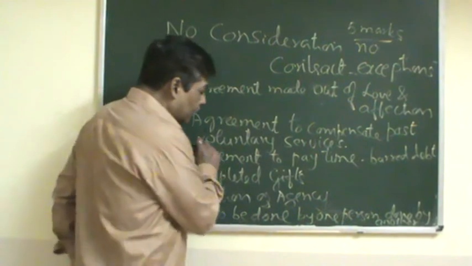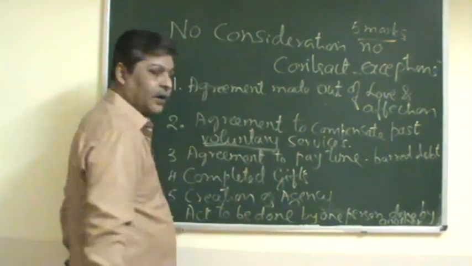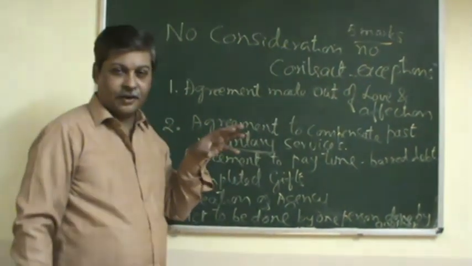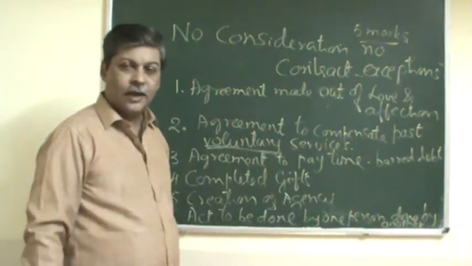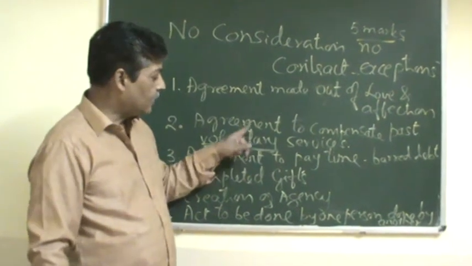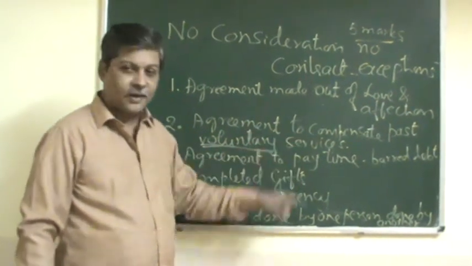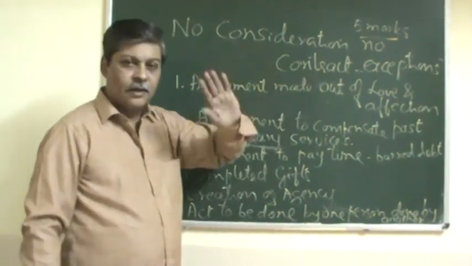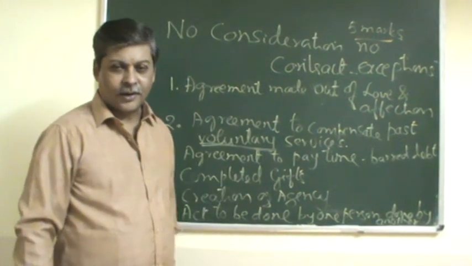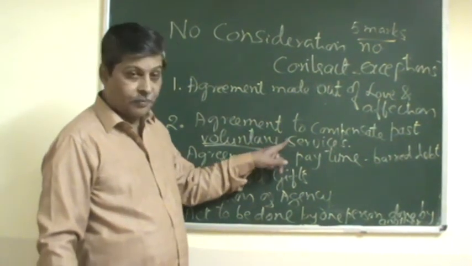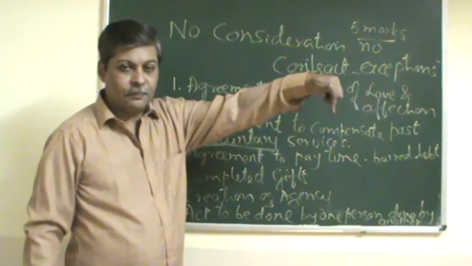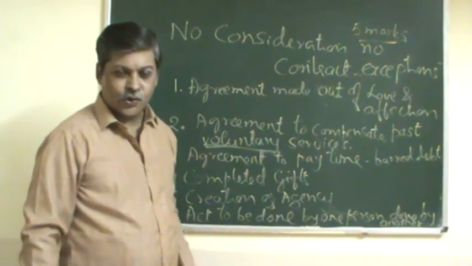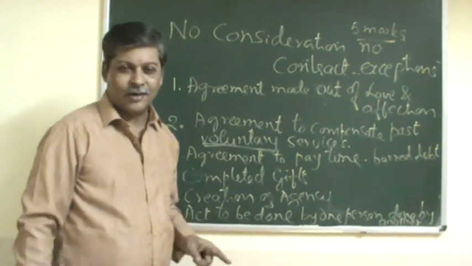So this is very important. That person must have done it voluntarily. The service rendered must be voluntary without expecting anything in return. So that is agreement to compensate past voluntary services. This is without a consideration and it is a valid contract. So once you make this agreement, later that person in whose favor the agreement is made can claim the execution of the agreement. It becomes a valid contract there.